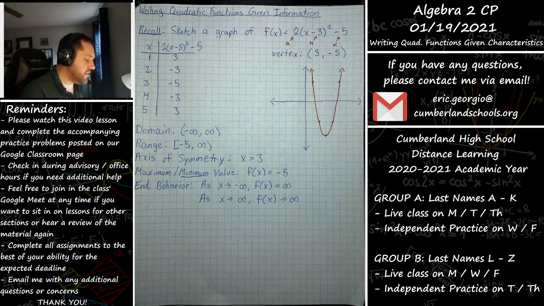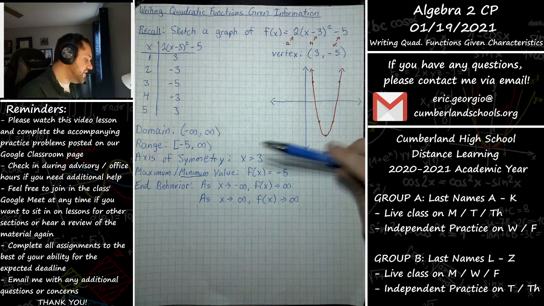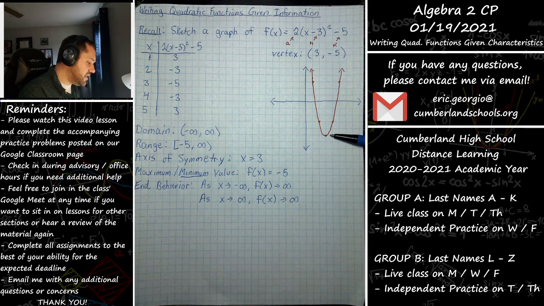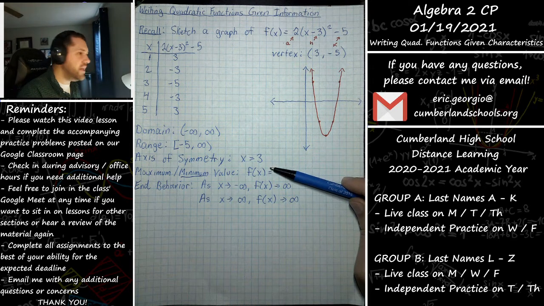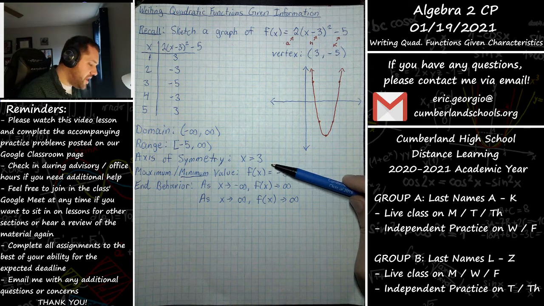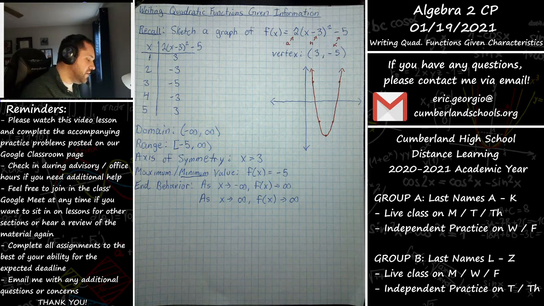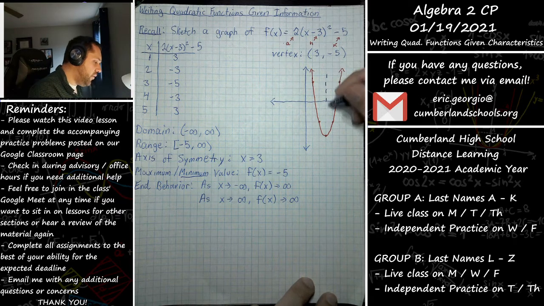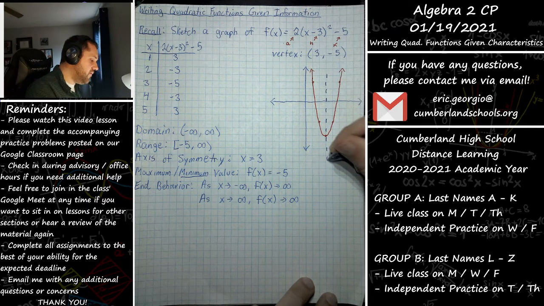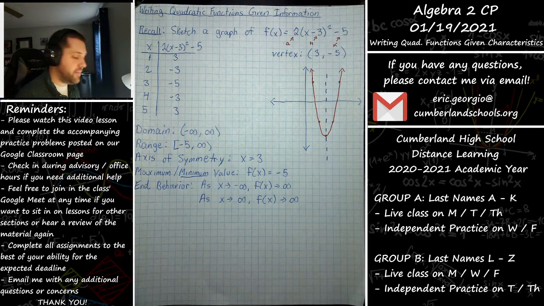The domain of this parabola is all real numbers. It goes forever to the left and forever to the right. Every parabola does, whether it's facing up or down. The range of the parabola is negative 5 to infinity. The lowest it goes is negative 5, and it goes up forever. The axis of symmetry is x equals 3. That's the vertical line, remember, that sort of cuts this parabola in half, and it always goes through the x-coordinate of the vertex. So something important to keep in mind.